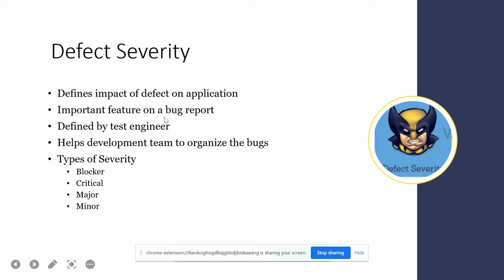It is an important feature of a bug report. It is defined by the test engineer. It helps the development team to organize the bugs, so based on the severity, they will organize which needs to be picked and worked on. The types of severity are blocker, critical, major, and minor. Yesterday I already took a high level definition of these. Now we'll see in detail.